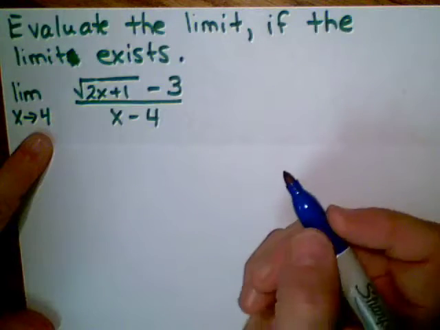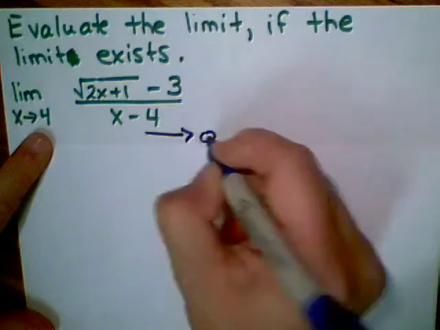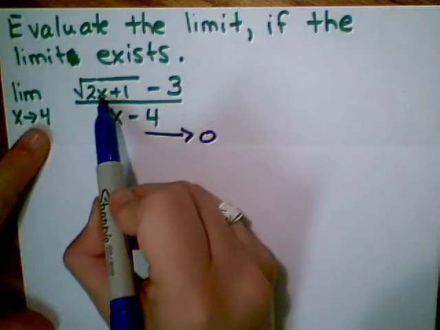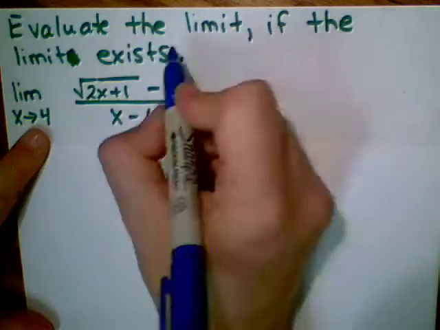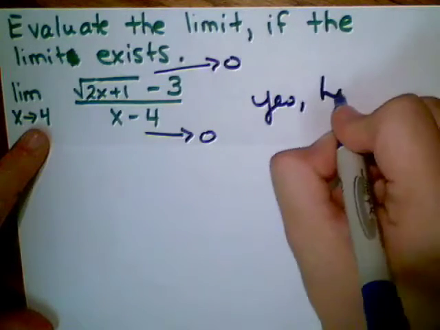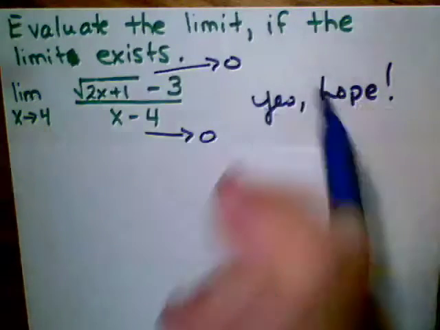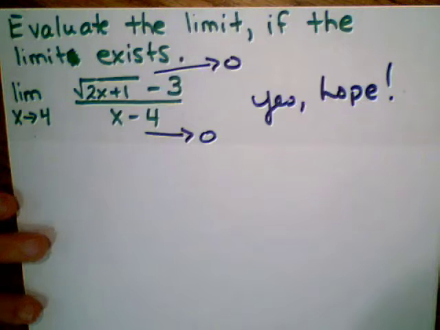Now, will there be any hope? Okay. If we did use direct substitution, the denominator would be 0. If we use direct substitution in the top, we would get 2 times 4 plus 1, or the square root of 9, and 3 minus 3 is 0. The numerator would go to 0. Yes, there's hope. Because 0 over 0 is just a form of the problem that does give us hope that the limit will exist.